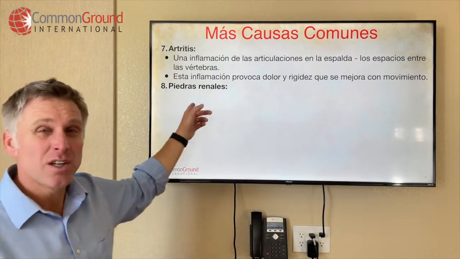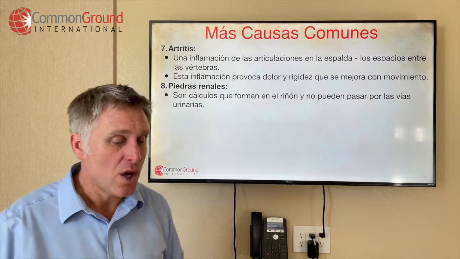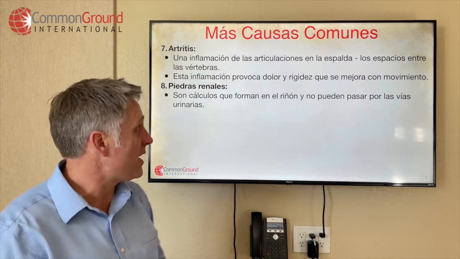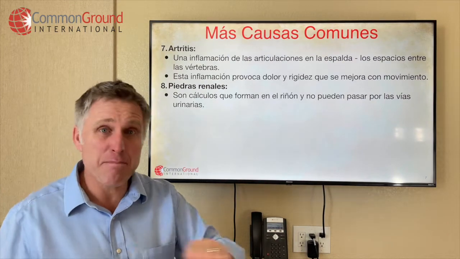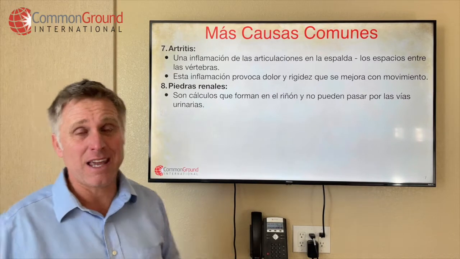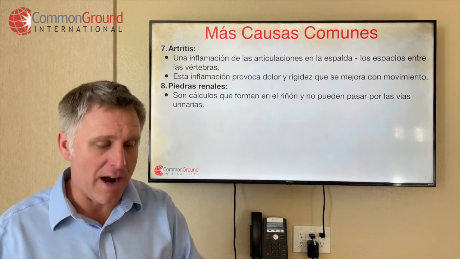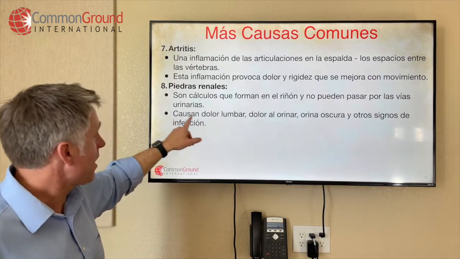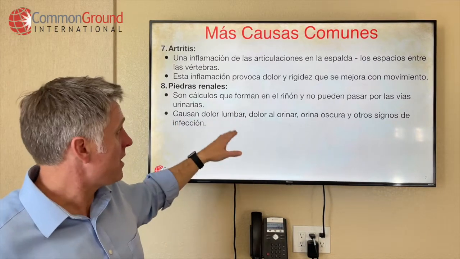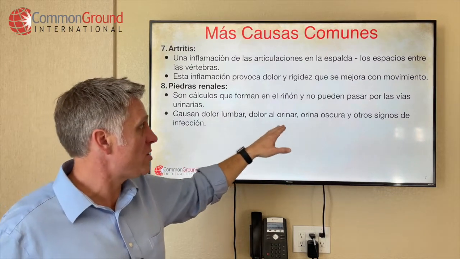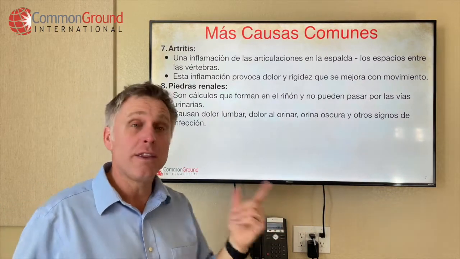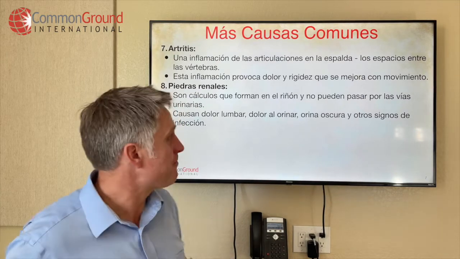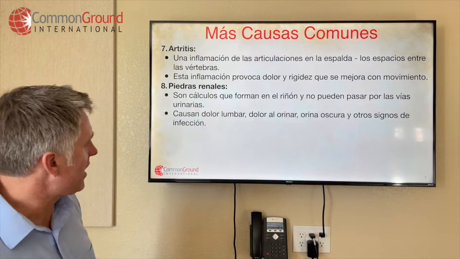Piedras renales. So kidney stones, piedras renales, son cálculos, they're calculi que forman en el riñón, that form in the kidney, y no pueden pasar, and they can't pass por las vías urinarias, through the urinary tract. Causa dolor lumbar, causes back pain, lumbar back pain. Dolor al orinar, pain with urination. Orina oscura, dark urine. The other adjective we used earlier in the lesson was orina turbia, turbia. Y otros signos de infección, and other signs of infection.